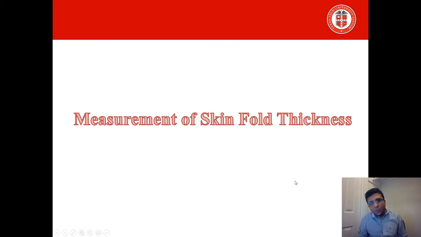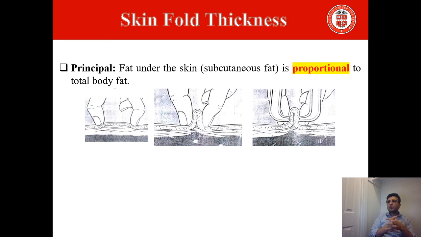All right, so we are done with the BMI, where we measure the weight and the height. We are done with the waist hip ratio, where we measure the waist circumference and the hip circumference. And now we are about to talk about the measurement of skin fold thickness. Before we discuss how we are going to measure the skin fold thickness, I want you to have a look at the principle. The principle is really the key to this measurement.